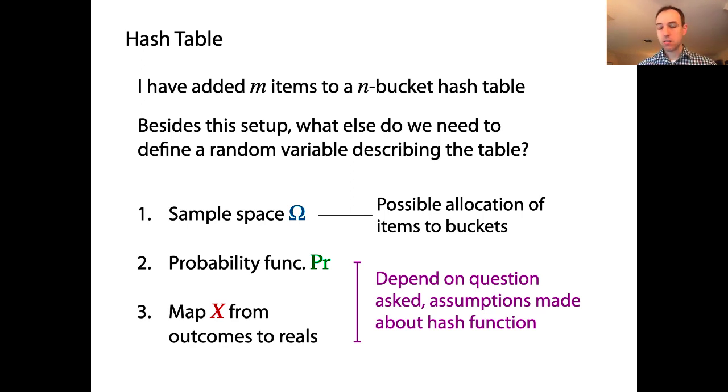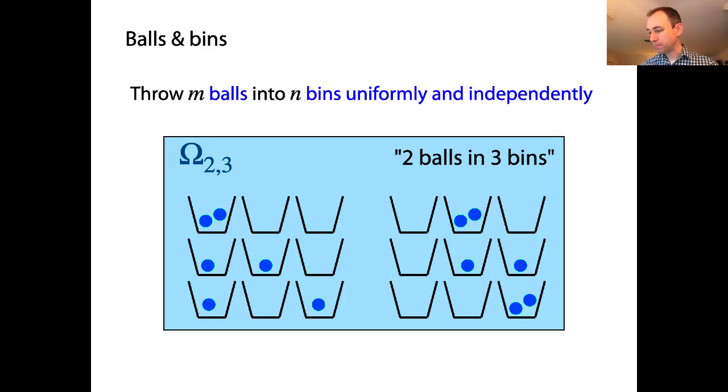So taking all this in mind, let's talk about one popular way of modeling and analyzing hash table-like scenarios, which is called balls and bins. And balls and bins is just a kind of visual metaphor for exactly what we're doing when we are hashing items into a hash table. But it uses the terminology of throwing balls into bins. So the idea is I throw m balls into n bins randomly, which is to say uniformly and independently.